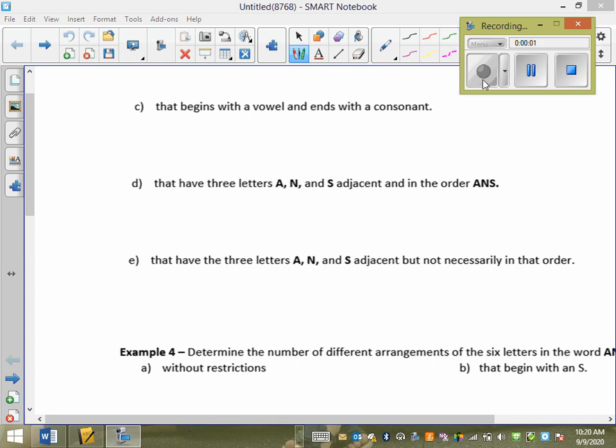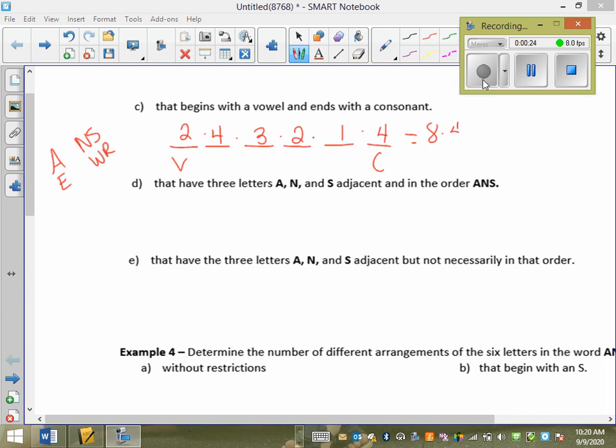So if it begins with a vowel and ends with a consonant, we have A, N, S, W, R, and E. We're going to go over this again. So it has to begin with a vowel, we have 2. End with a consonant, we have 4. And then we have 4 letters left: 4, 3, 2, 1. So it's going to be 8 times 4 factorial, which was what? 192? Thank you.